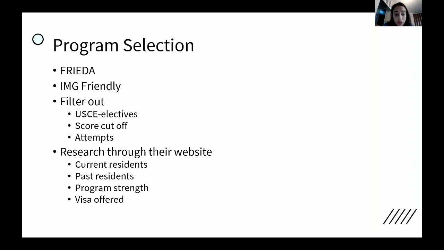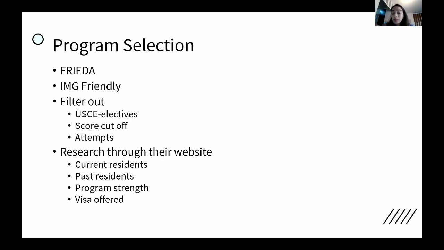How do you cut down on that? So whenever they ask for criteria like USCE, if they have electives and you've not done an elective, it's okay to cut that off. Look at score cutoffs. A lot of programs say we'll only take people over 230 scores, or we'll only take people over 240 scores. And if you're not meeting that criteria, cut that program off. Most likely they're gonna put a filter out there, and they're not gonna interview you. So do not put your money into all of that.